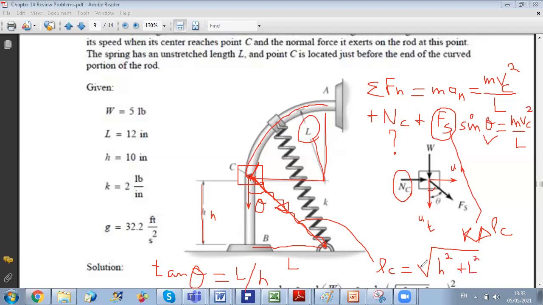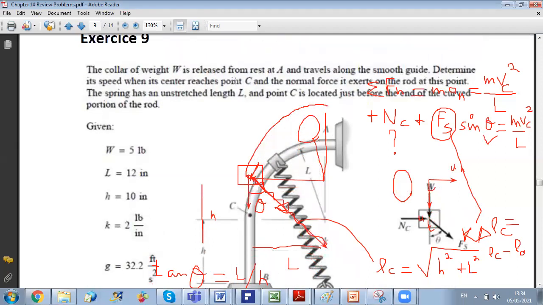Okay, this will allow us to calculate the value of LC. Now once we have LC, delta L at point C is given by LC minus L0. The unstretched length is given; if you go upward a little in the figure, they said the unstretched length is big L. So all you have to do to obtain delta L C is to subtract L from the square root of h squared plus L squared. And since the stiffness is given, in this way you can calculate Fs.